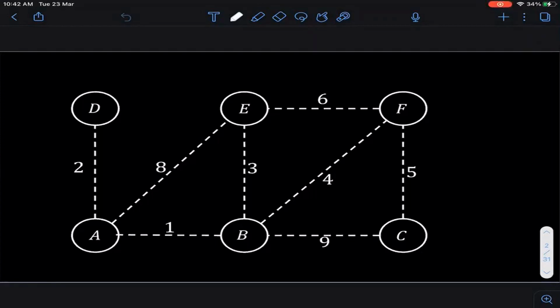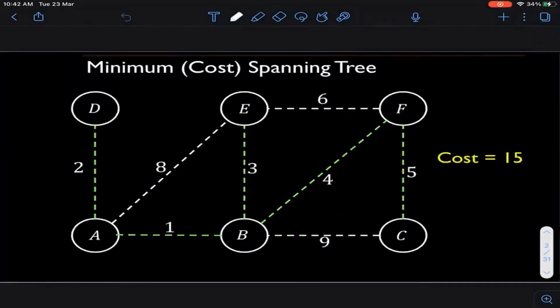So what is the minimum cost spanning tree in this graph? If I just look at these green edges, that gives me the minimum spanning tree in this particular case, and the cost is 15. You can check that if you use any other tree, then the cost will always be more than 15. And one important property, maybe I should write this down.